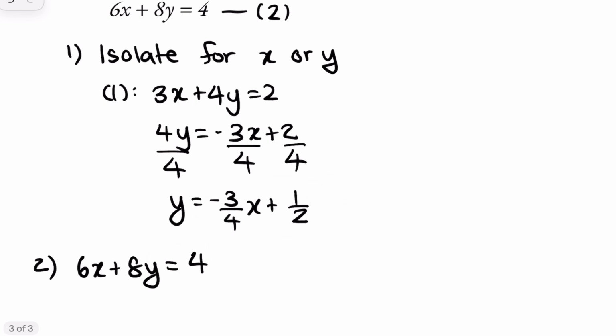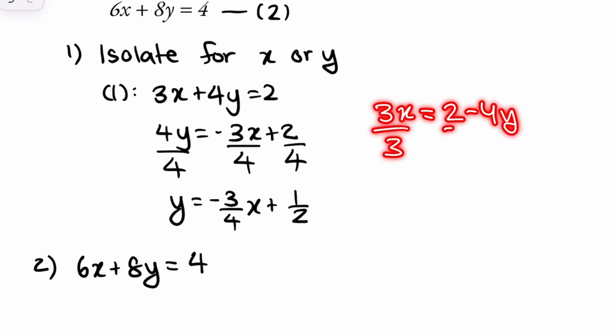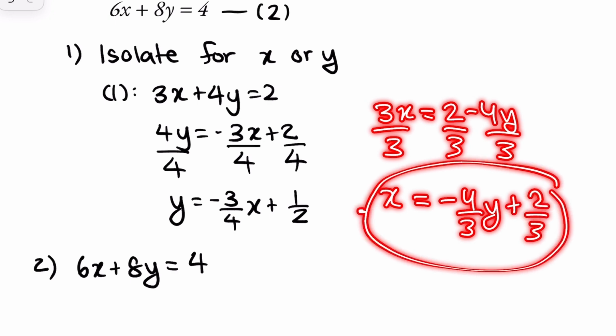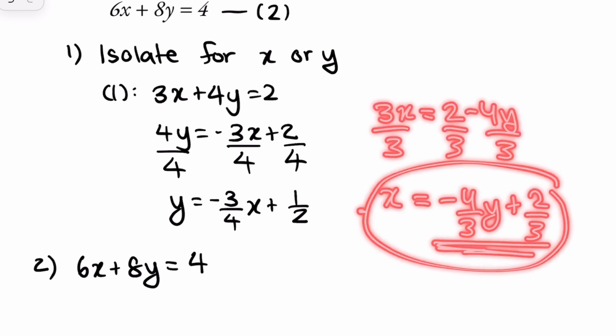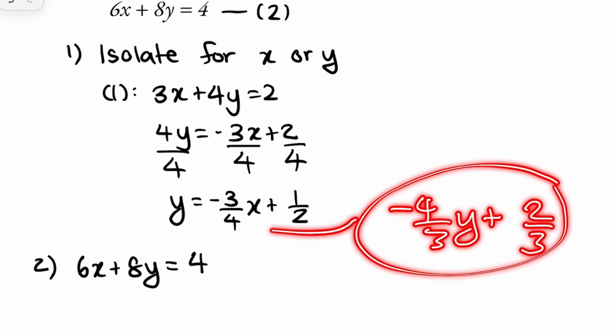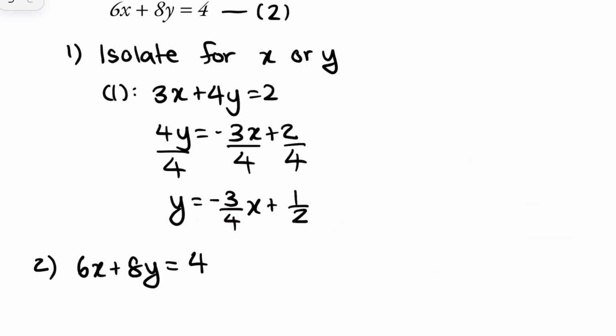Let's say if we chose to isolate for x, right? So let's say if I did 3x is equal to 2 minus 4y, divide everything by 3. So I would get x is equal to negative 4 over 3y plus 2 over 3. If I isolate for x, then I sub this part. So I would sub the negative 4 over 3y plus the 2 over 3. I would sub that portion into x. Okay, but because it's y, we sub it into y.